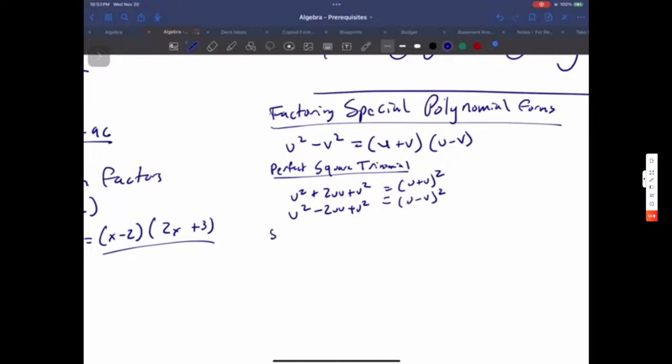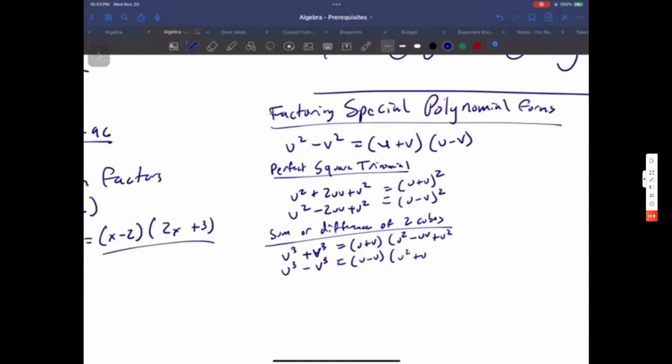Alright, and then we have the sum or difference of two cubes. That's going to be u cubed plus v cubed, and u cubed minus v cubed. And you can take out a u plus v or a u minus v, and then u squared minus uv plus v squared, or u squared plus uv plus v squared. Same thing as the special products, just in reverse.